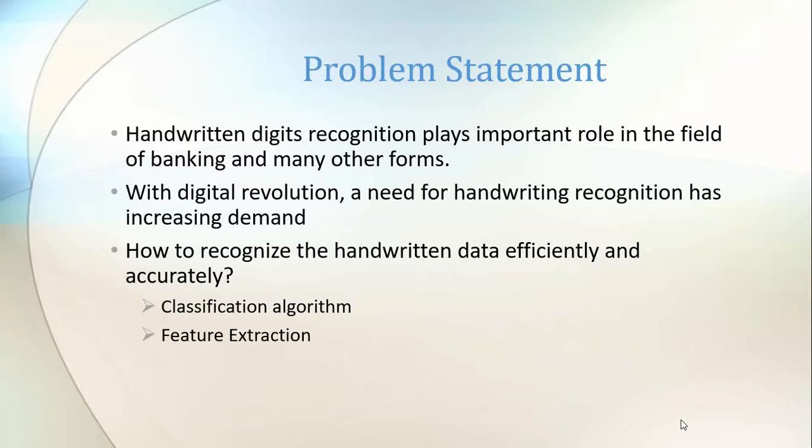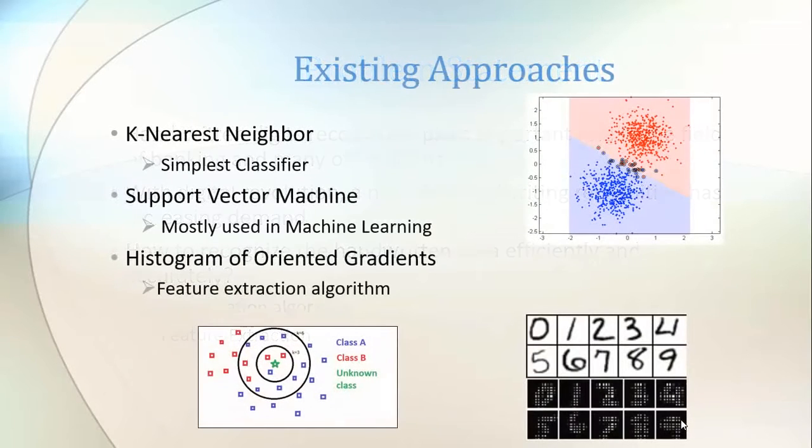We would just deposit our check in the machine and the machine would do it for us. Hence, there would be no need for us to go in banking hours and deposit the check. So this is the need for handwritten recognition. And how do we recognize handwritten data efficiently and accurately? With the use of classification algorithms and feature extraction methods. The classification algorithm I am going to use for my implementation is k-nearest neighbor and the feature extraction method is histogram of oriented gradients.